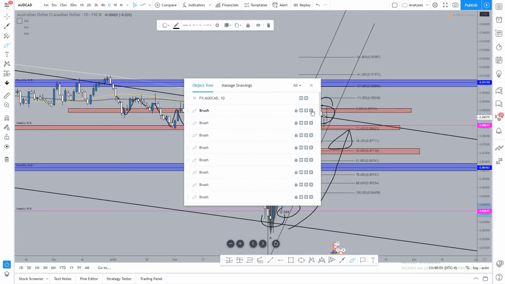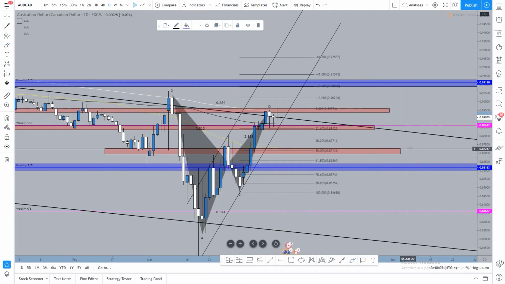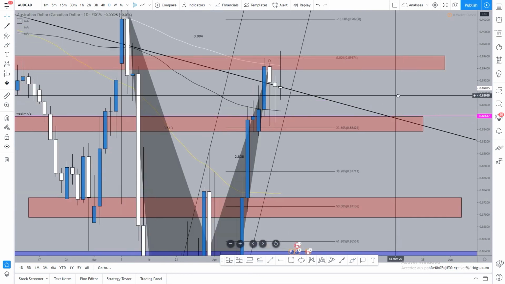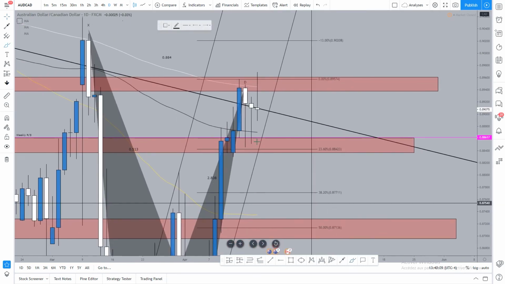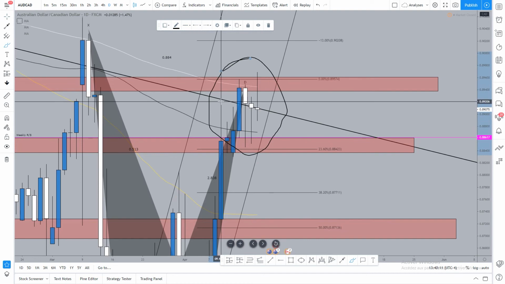Now we'll go check the candle pattern. Let me just zoom in. You can see that there is a lot of candle accumulation around this zone here because we are in a confluence zone on the daily time frame, but even more on the weekly time frame. So we have confluence on the weekly time frame.